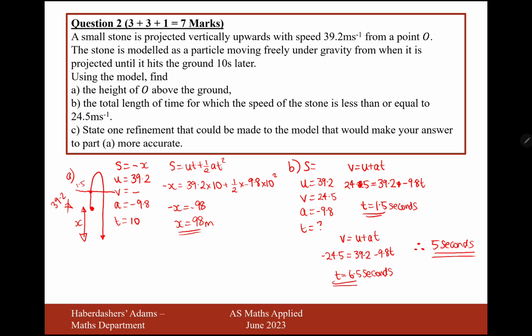State one refinement that could make the model more accurate. It would make your answer to part A more accurate. Or we could take into account air resistance. That's the classic example. Air resistance, we could use a more accurate value of g. We could include some spin on the stone, include the shape of the stone, include the size of the stone, the wind effects, et cetera. So anything that would make the answer more accurate.